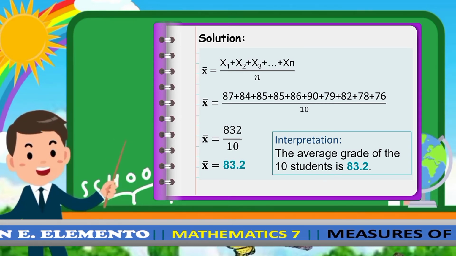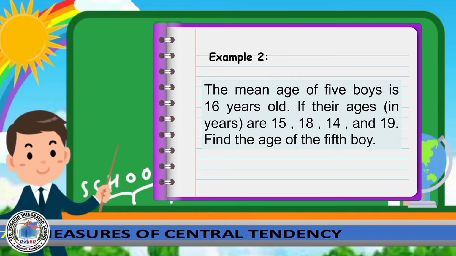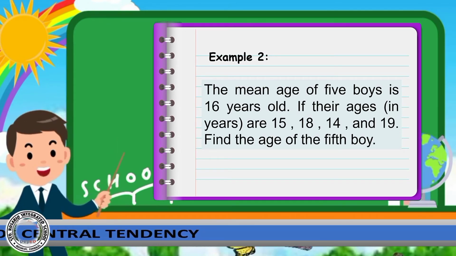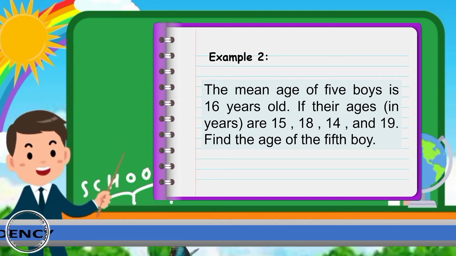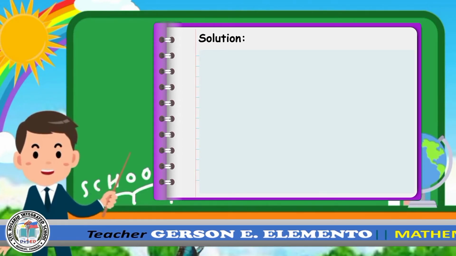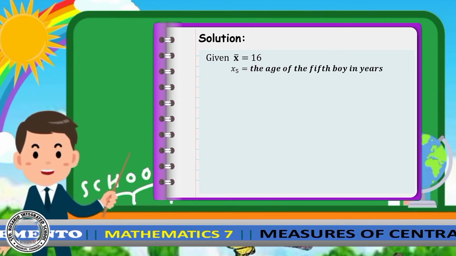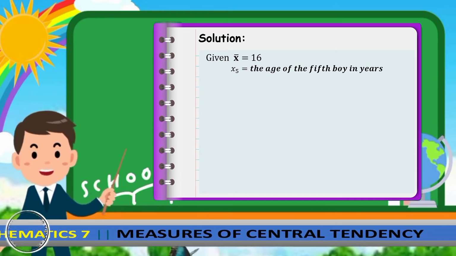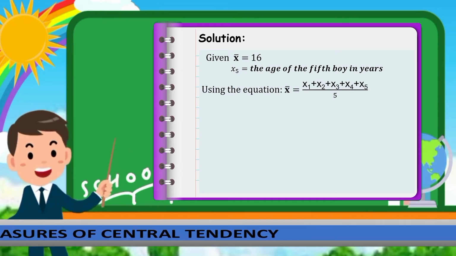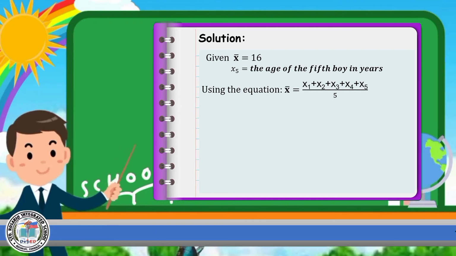Here is example number 2. The mean age of 5 boys is 16 years old. If their ages in years are 15, 18, 14, and 19, find the age of the 5th boy. Solution. Since we have mean equals 16 and we are looking for x sub 5, which is the age of the 5th boy in years, using the equation, x bar equals x sub 1 plus x sub 2 plus x sub 3 plus x sub 4 plus x sub 5 all over 5.